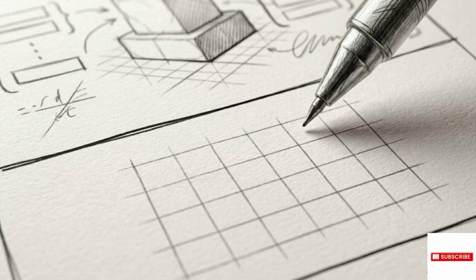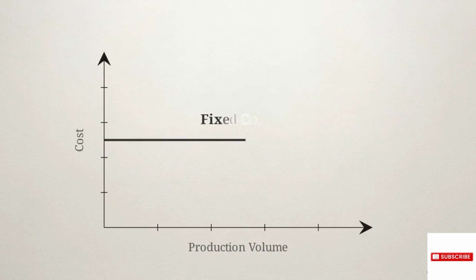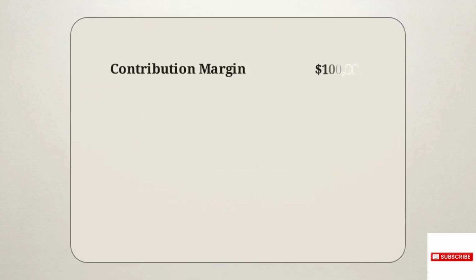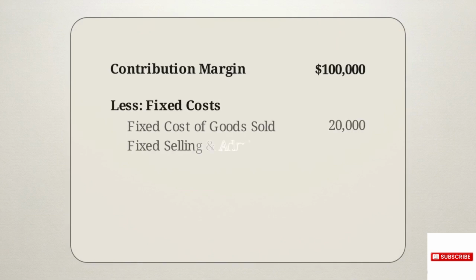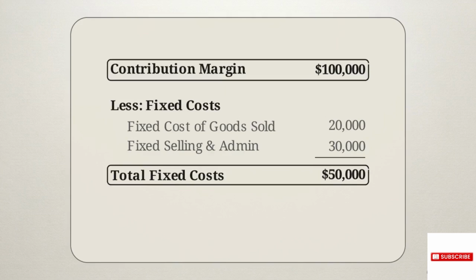Now we shift our focus to the bottom half of the statement and our second category of expenses, the fixed costs. Fixed costs are the expenses that remain stubbornly constant in total, regardless of whether your production activity scales up or down. Looking below our contribution margin, we create a new subsection and log the fixed cost of goods sold alongside the fixed administrative costs.